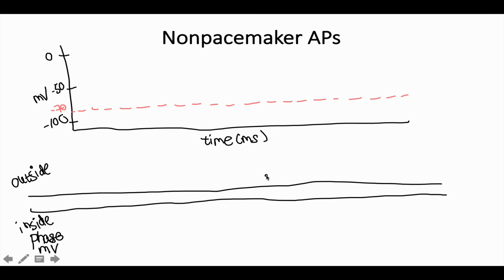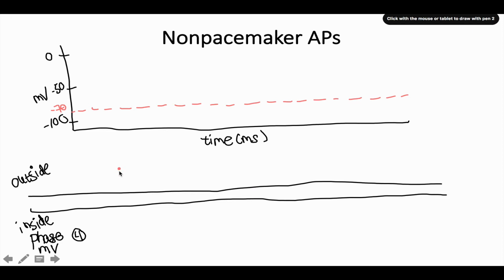So there's 5 main phases to a non-pacemaker action potential, and they're labeled phases 0 through 4. We're going to go a little bit backwards. We're actually going to start at phase 4. And at phase 4, the cell is at its resting potential.